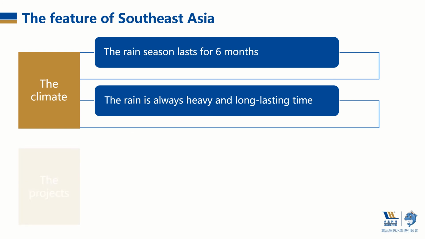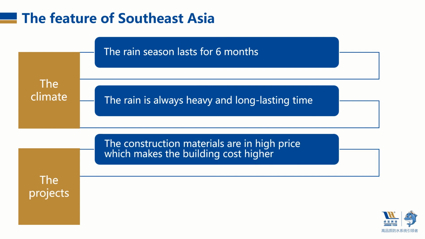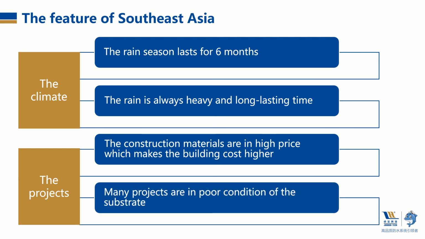Second, the construction material is expensive in Southeast Asia, and some projects are in poor condition of the substrate. Wet application has low requirements on the substrate, so it can lower the construction cost.